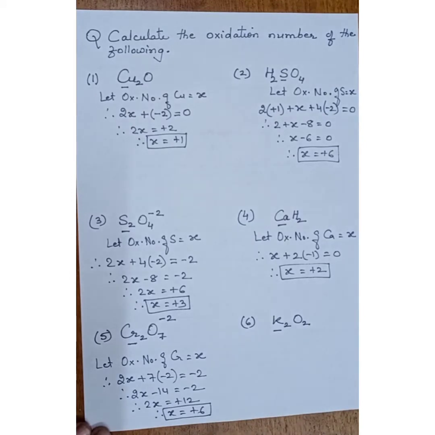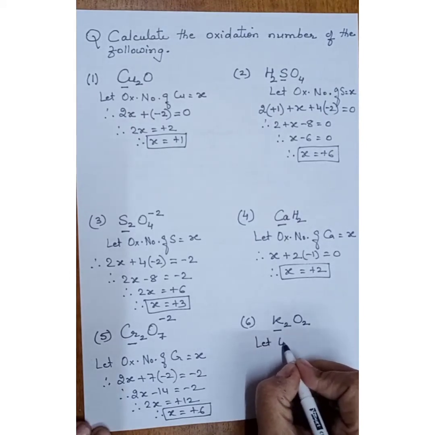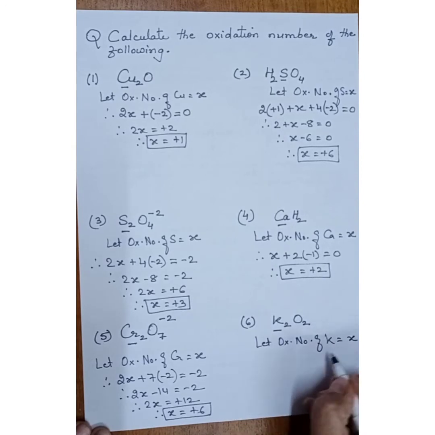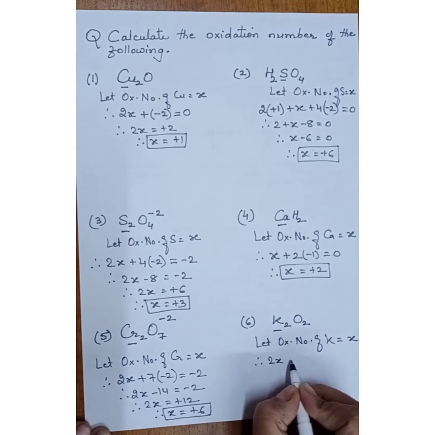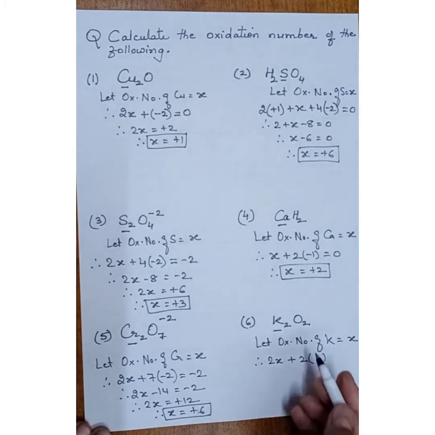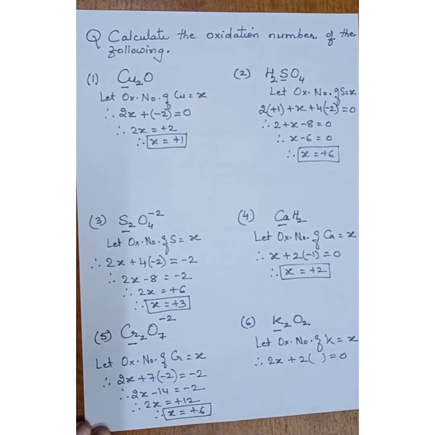Now let us take this. Let the oxidation number of potassium be equal to x. Therefore 2 potassium plus 2 into, now we don't know whether it is a superoxide, a peroxide, or an oxide, is equal to 0. Now this value is very important, whether you should put -2, -1 or -half. So always go for the reverse.